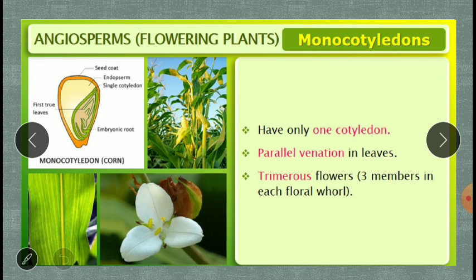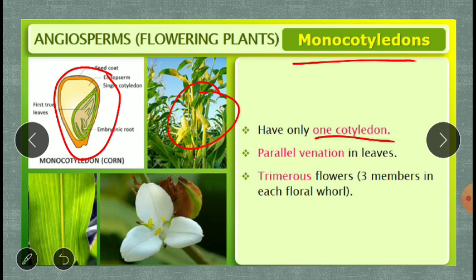If you are talking about the monocotyledons, they have only one cotyledon, a single cotyledon. You can take the example of your corn, that is your maize, or you can take rice, jowar. All these seeds cannot be split into two equal halves, and they are called monocotyledons. One single cotyledon is present.